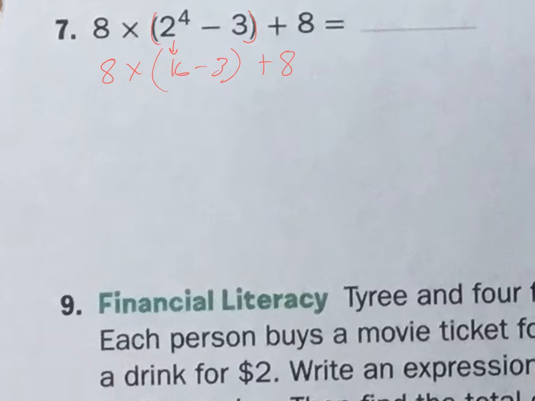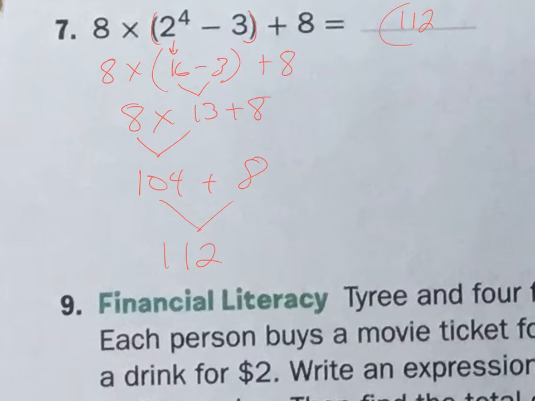Now, do I have parentheses still? I do. 16 minus 3 is 13. Once I get it down to a number, I don't need the parentheses anymore. And I bring everything else down. Okay, now multiplication division. I have a multiplication here, which is 8 times 13 equals 104. Bring everything else down. Now addition and subtraction. Bring those. It's 112. And that is my answer.